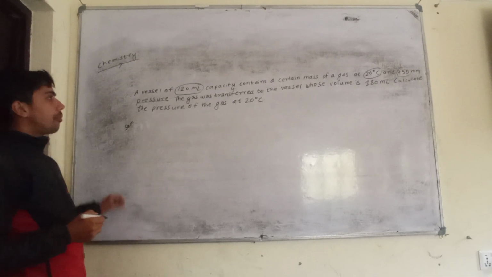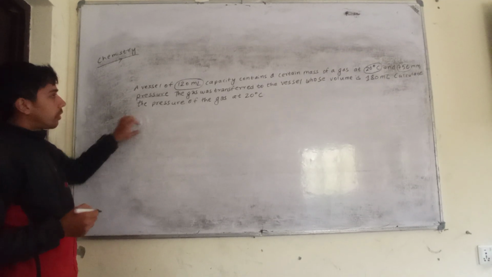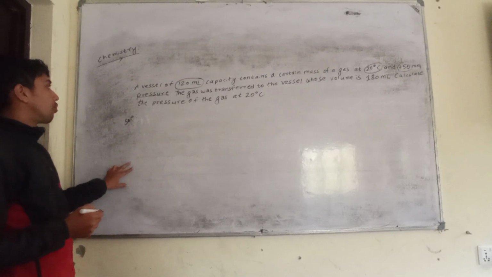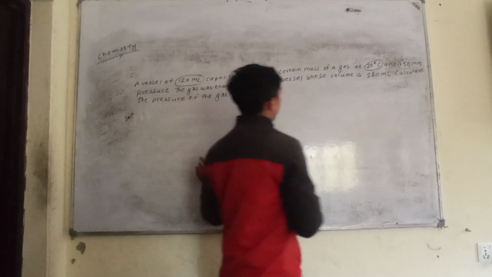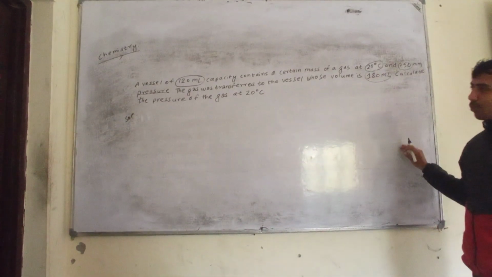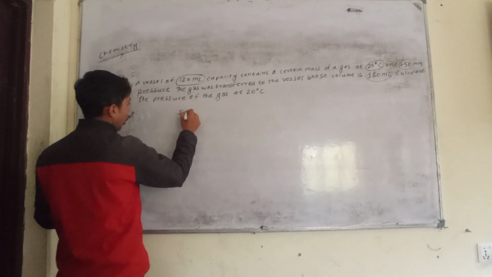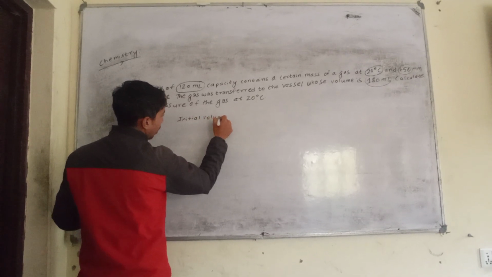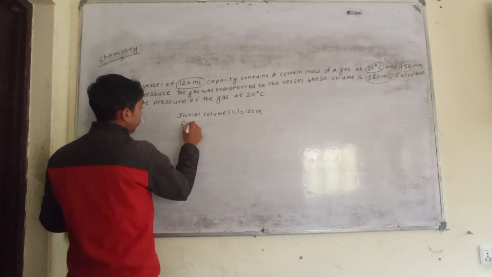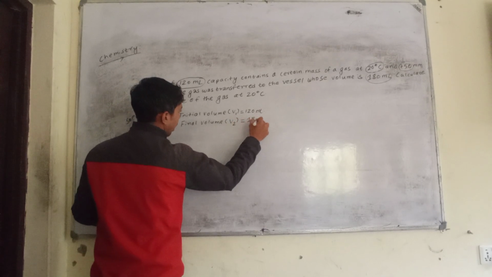So it is a numerical problem belonging to the gas laws, because as we explained in the definition, if we have the three different parameters, that is the pressure, volume and the temperature, then the numerical belongs to the gas law. Then this gas was transferred to a vessel whose volume is 180 ml. Here we have two data points for the volume. First one is the initial volume, V1 equals 120 ml. Final volume, V2 equals 180 ml.